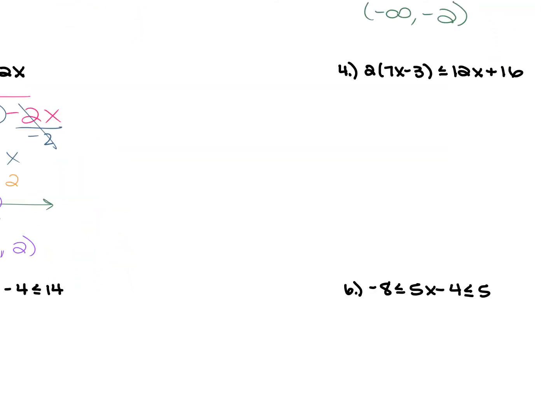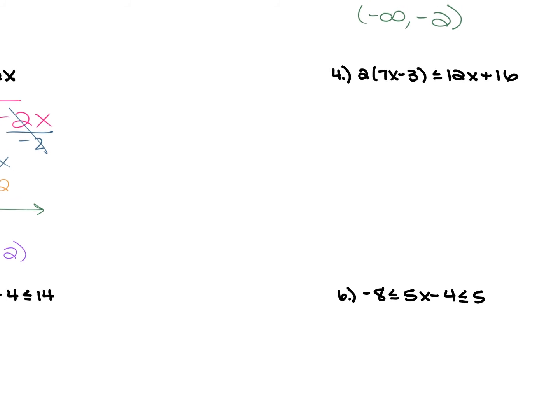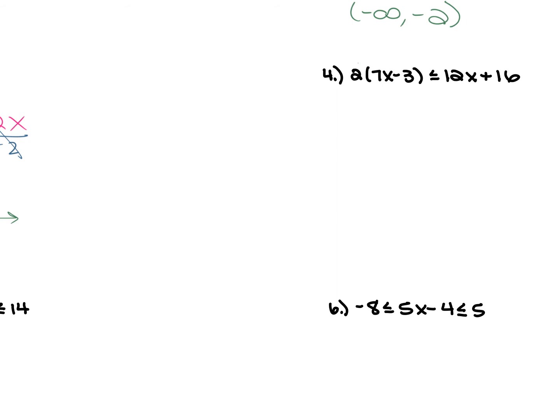For number 4, you have 2 times 7x minus 3 is less than or equal to 12x plus 16. For this one, you can do it one of 2 ways. If you were to divide each side by that 2, the 12x divided by 2 is possible, so is the 16 divided by 2. So you could divide each side by the 2 first, or you can distribute the 2. I'm going to distribute the 2 just because, to me, that's what I find, or I think you would do. So I'm going to distribute the 2 into the 7x minus 3, and that's going to give us 14x minus 6 is less than or equal to 12x plus 16.